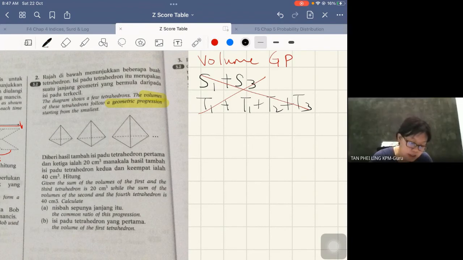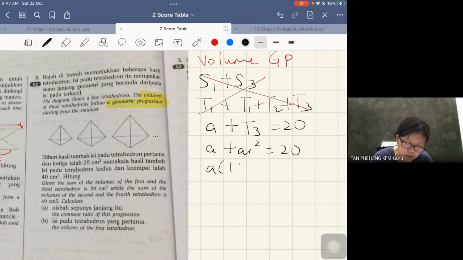So here, the sum of the first one. In this case, I won't use S1 and S3. I will use the first one, which is A, and then I will use the third one. What is the third term? T3, right? I will use it like that. It equals 20. So for a GP, we know that this is A, and this will be AR squared, right? Equals 20. Am I right? So let us perform it this way: A plus AR squared, we get 20.